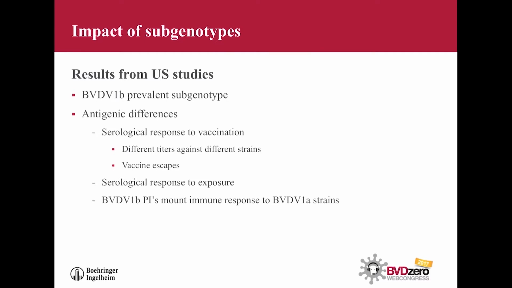We've seen this in serological response to vaccination, once again using serum from vaccinated animals to neutralize viruses. And we've also seen vaccine escapes. So in herds vaccinated with a 1A vaccine, we've seen the birth of animals persistently infected with 1B. We don't know the prevalence of this, we just know that it's been reported, and we found it a number of different times in a number of different years.